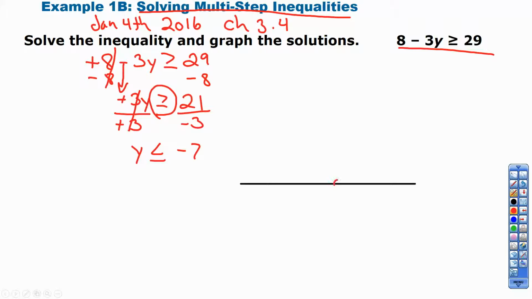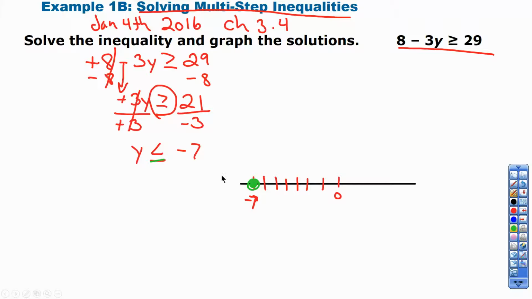So we have 0, 1, 2, 3, 4, 5, 6, 7, negative 7. And now it says y is less than or equal to. So which direction are we going to end up graphing that? Well, actually, before we ask that question, we ask ourselves, is the circle open or closed? And we know that the circle is closed because there is an extra information right here that needs to match here. So we end up with a closed circle.